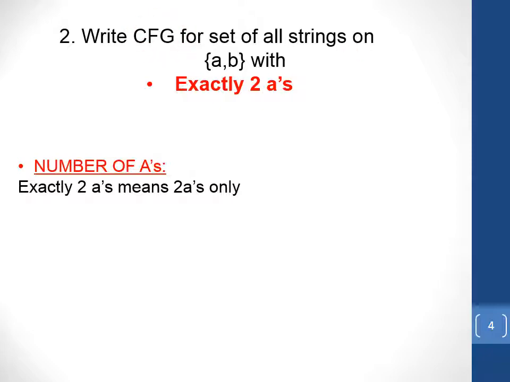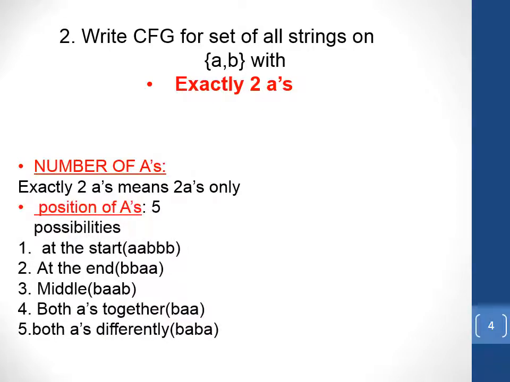Now the second question is the position of a's. It must click in your mind that if it is not given, we have to think in 5 possible directions, as I said, the 5 P's. Here come the 5 possibilities: at the start, at the end, in the middle, both a's together, and both a's separately. The strings are given here for your reference, so you can understand the meaning of each restriction from them.